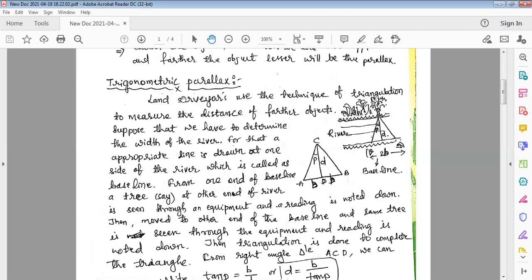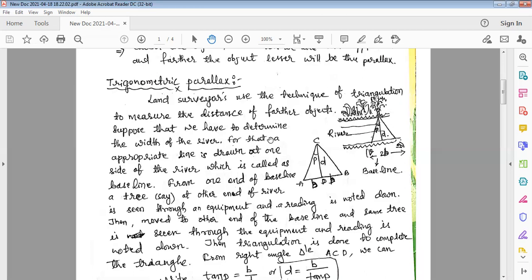So land surveyors use the technique of triangulation to measure the distance of farther objects. Suppose that we have to determine the width of the river. In this diagram, I have shown a river. Let us say you are on this side of the river, and you have to measure. One tree is there on the other side, and you have to measure the width of the river.